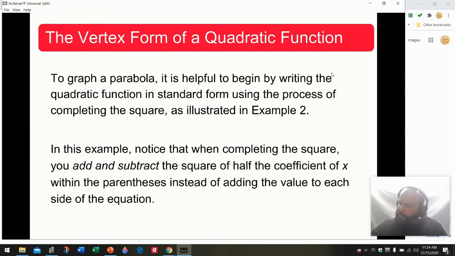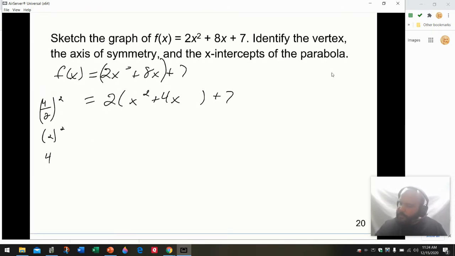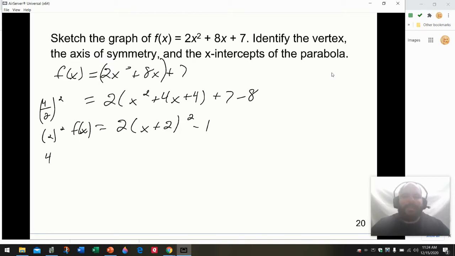So I'm going to write, whoops, that got changed. Sorry about that. I'm going to take that 4. I'm going to write a plus 4 here, and then I'm going to write a minus 8 on the outside. Remember, the number that you write on the outside has to be the opposite of these two things multiplied together. And once I do that, I can then factor. So there is our new equation, f of x equals 2, parentheses, x plus 2, the quantity squared, minus 1.